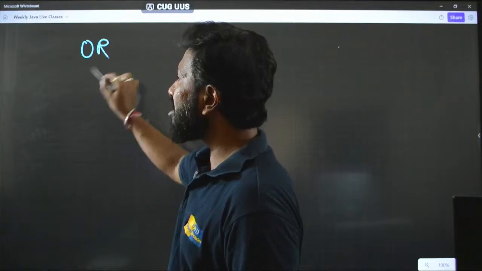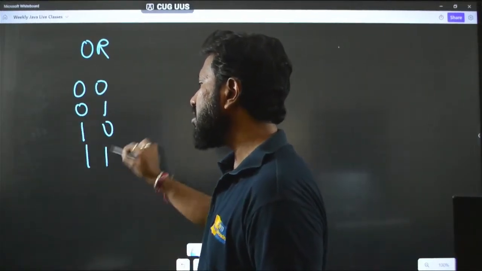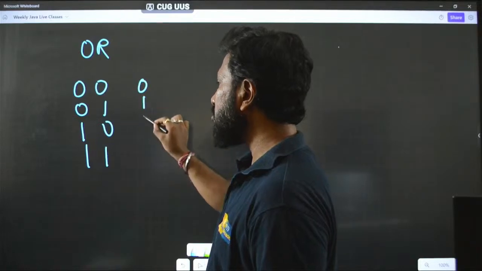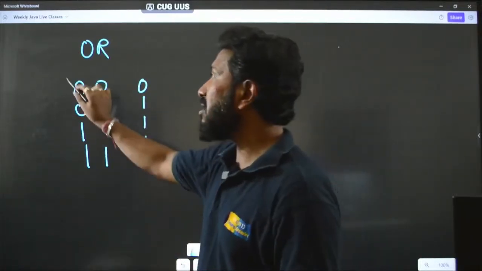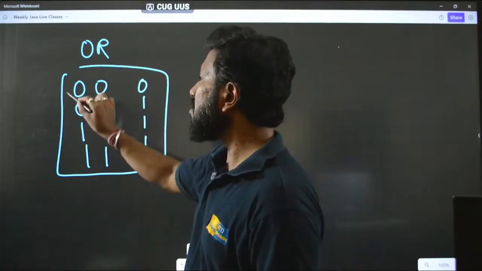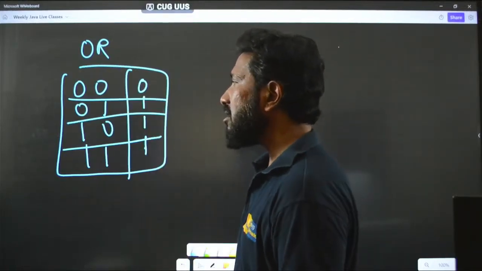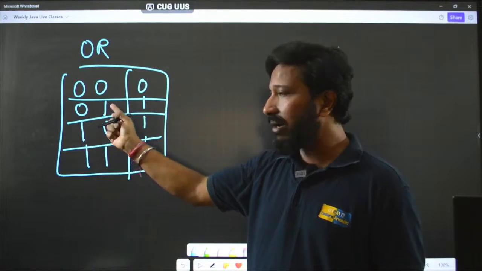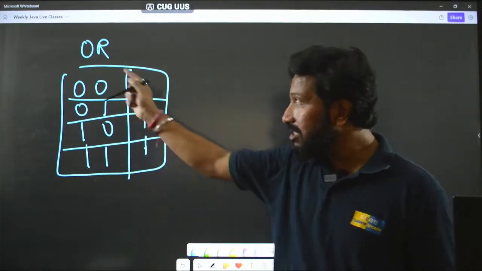Let's write the OR table. The OR table will be 0 0 0 1 1 0 1 1. Ultimately the output is 0 1 1 1, because we know that in case of the OR table, if any of the inputs is high, then the output is high, right? So you can see this is one input high, this is one input high, this is both the inputs high. So obviously this is the OR table.